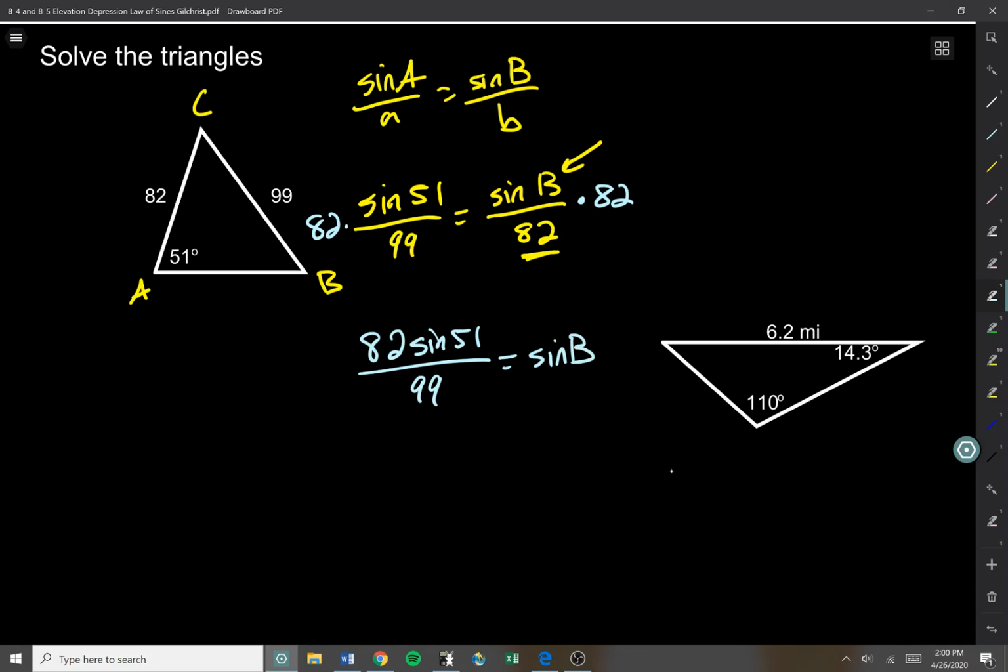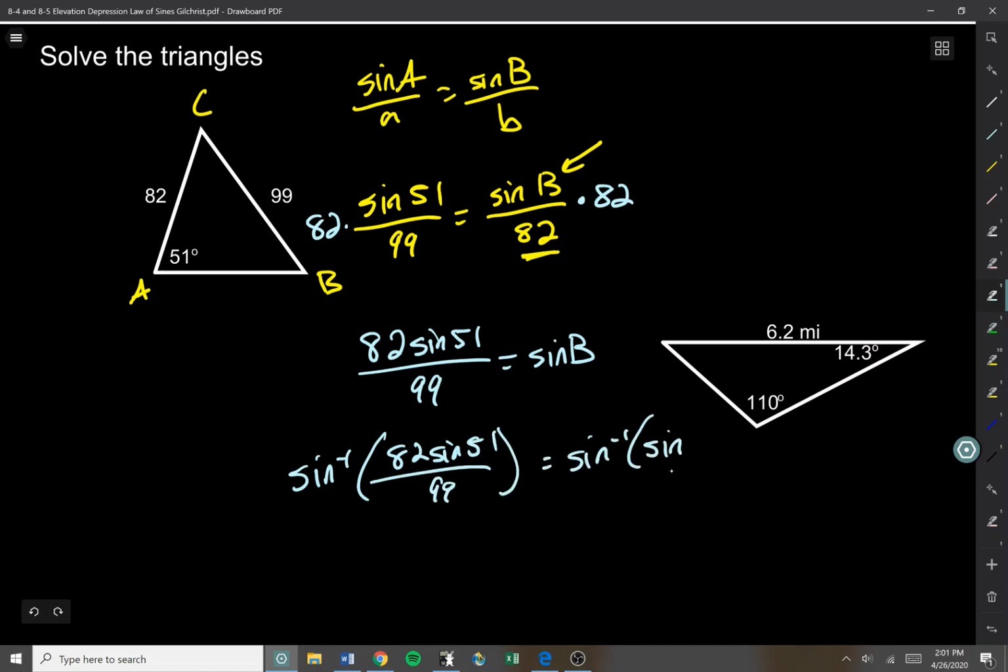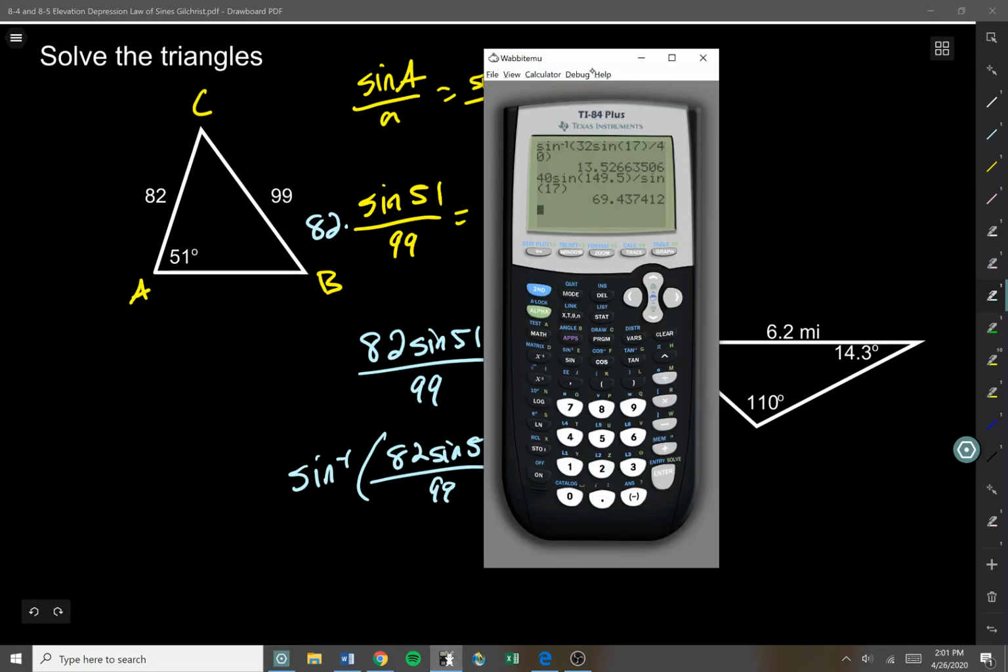Now here's the part that you're going to forget because this part's kind of new and kind of weird, but you take a sine inverse of both sides. The sine inverse of 82 sine 51 over 99 equals the sine inverse of the sine of B, and these two things cancel each other. So I'm going to calculate all of this, and that's what my angle B is.